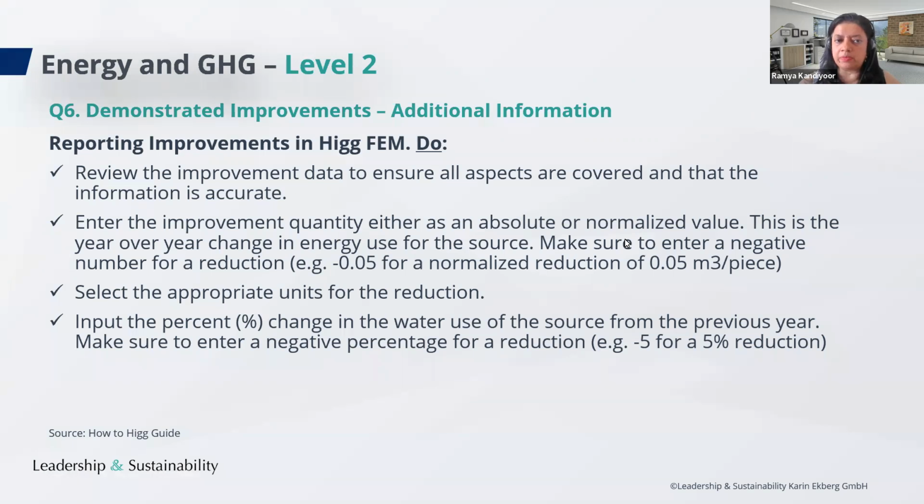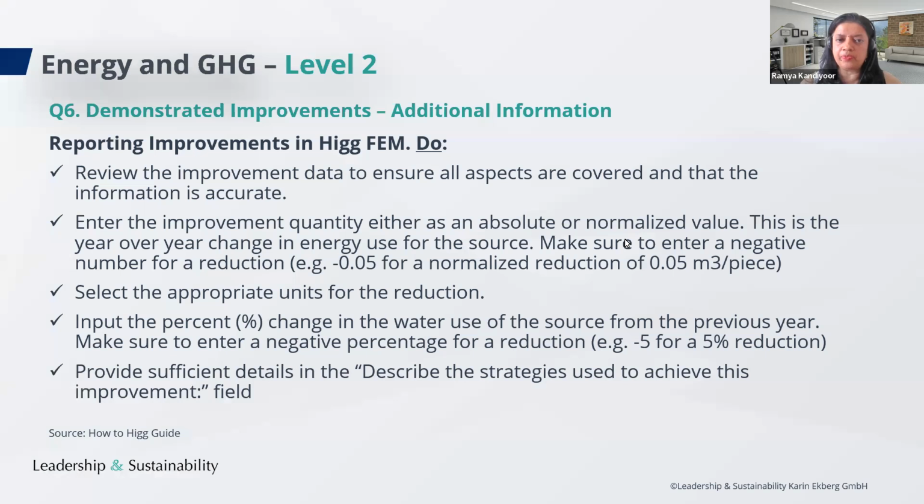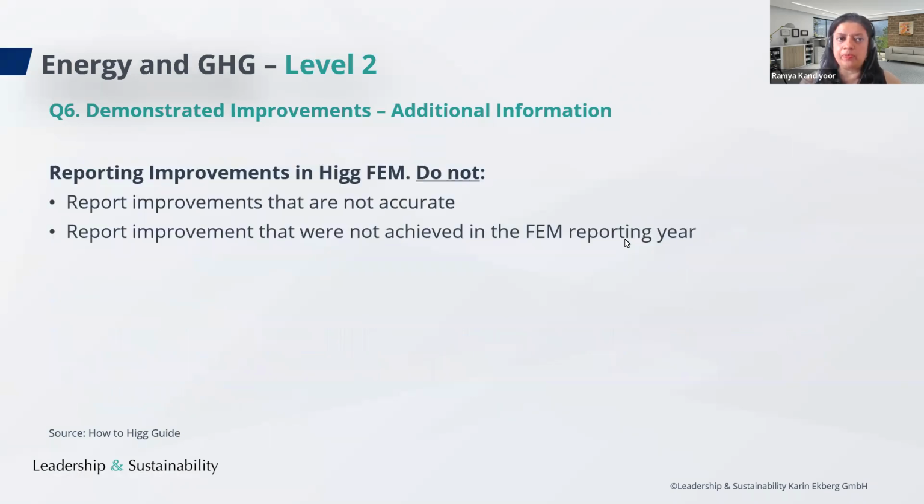And select appropriate units. Input percentage change in the use. Excuse me, this should be energy use from the source. And make sure to enter a negative percentage for a reduction. Describe the strategies that you have used in the appropriate field. So you have a section which is talking about describing the strategies used to achieve this improvement. And here you would be required to say what you have done.